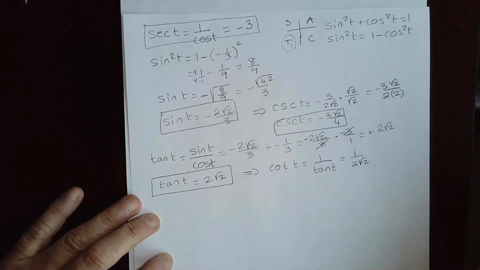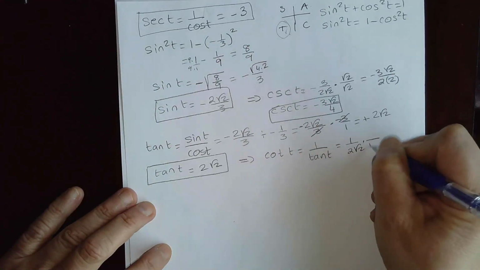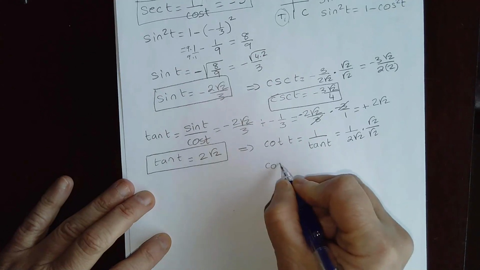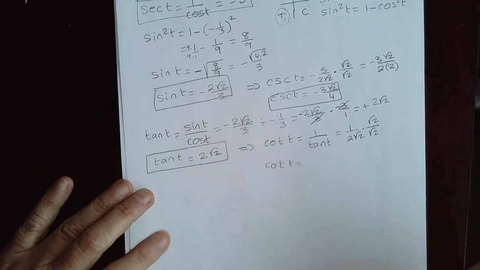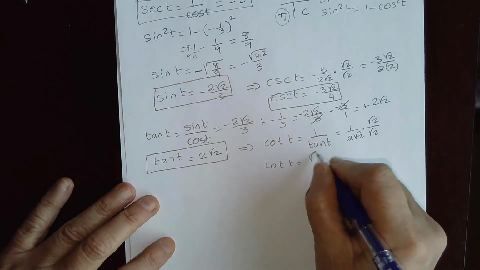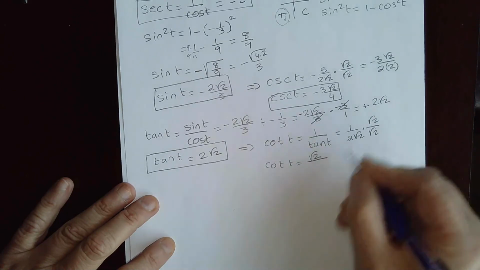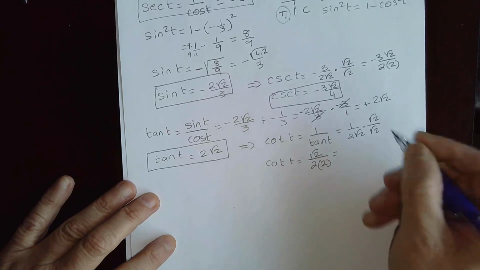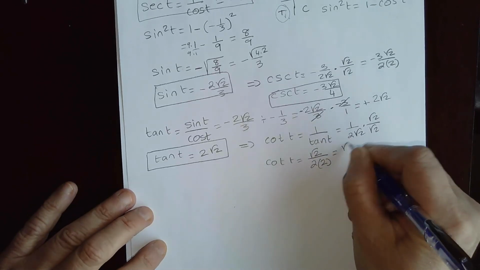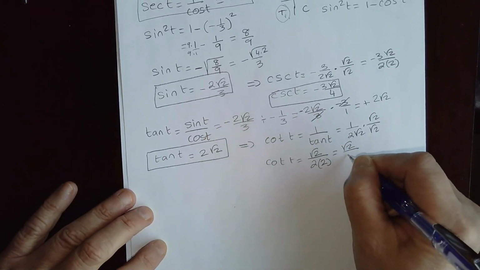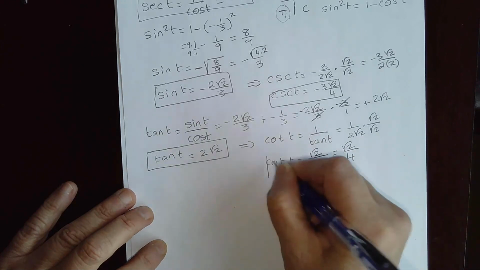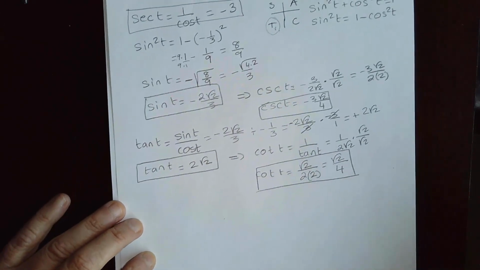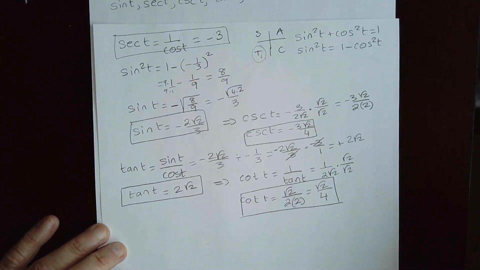You can multiply by square root of 2 to rationalize the denominator. Now, if you want to remember how to do that, I made a video of that, so please check that out. So here you have 2 square root of 2 times square root of 2, that's 2. So now cotangent t is square root of 2 over 2 times 2, which is 4. So these are the 5 other trig functions here for our problem.